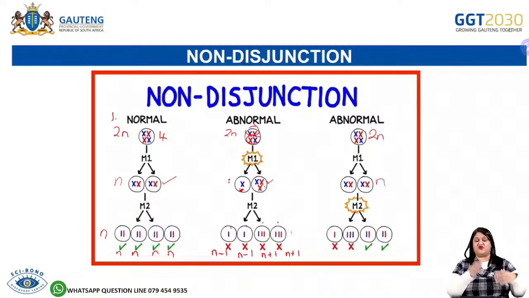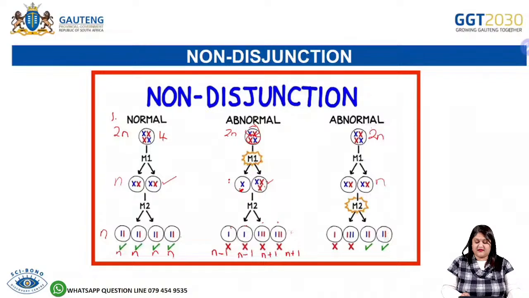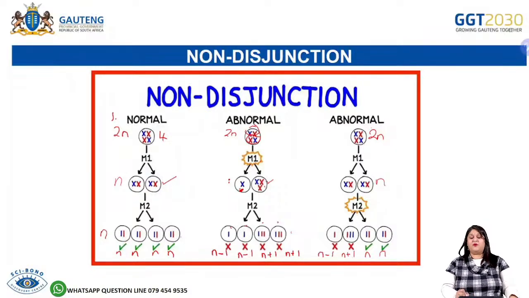Now, all of a sudden, during anaphase 2, our chromatids are going to fail to separate. And what is that going to result in? In this instance, it's going to result in 2 cells having n, 1 cell having n minus 1, and 1 cell having n plus 1. So here we have 2 abnormal cells, and we have 2 normal cells.